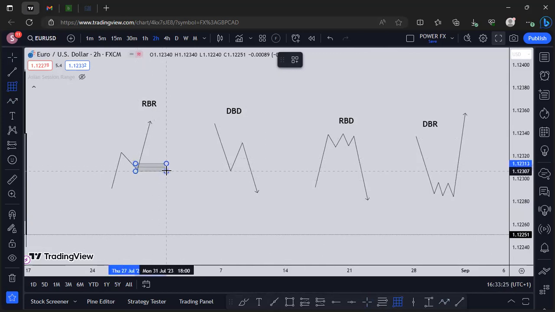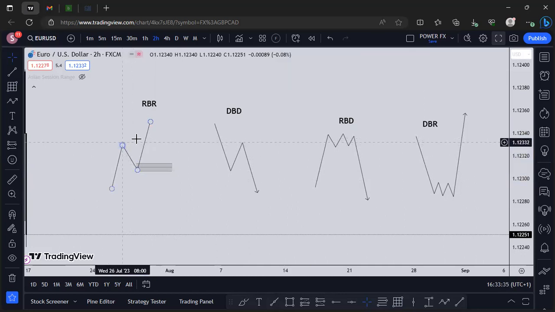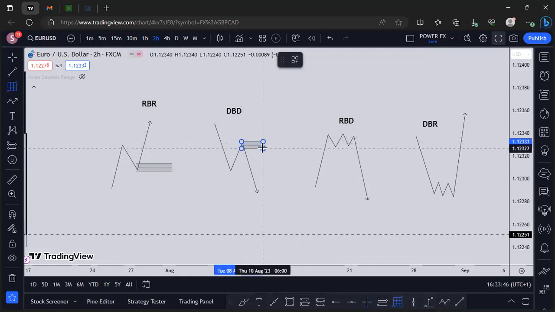On this rally base rally, we definitely want to look out for this base. Why are we looking out for this base? Because this base was what caused the recent break of this structure right here. So we would want to consider this base as being our POI. On this drop base drop, we'd always want to look out for the base that caused the recent break of structure.